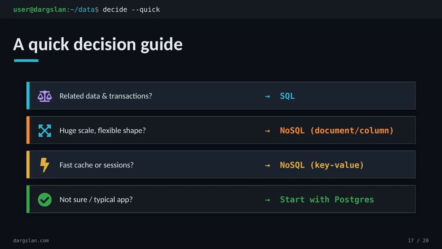So here's a quick decision guide you can actually use in the wild. If your data is highly related and transactions matter, think payments, orders, user accounts, reach for SQL. If you're dealing with huge scale and a flexible, evolving shape, lean toward a document or column store. For fast caches and session data, a key-value store like Redis is the obvious pick. And if you're just not sure, start with Postgres. It's boring, it's battle-tested, and it'll carry you surprisingly far.